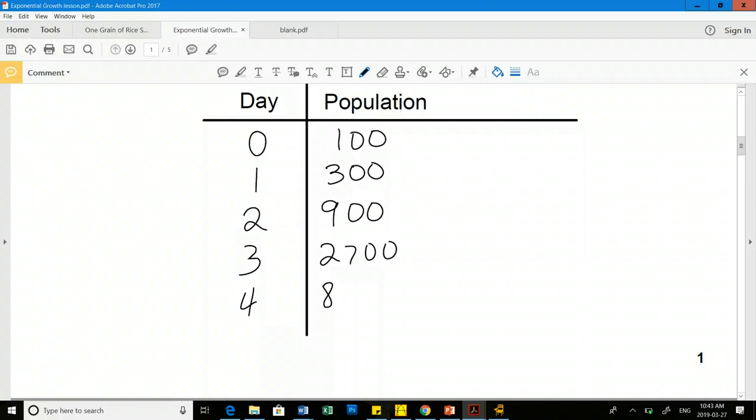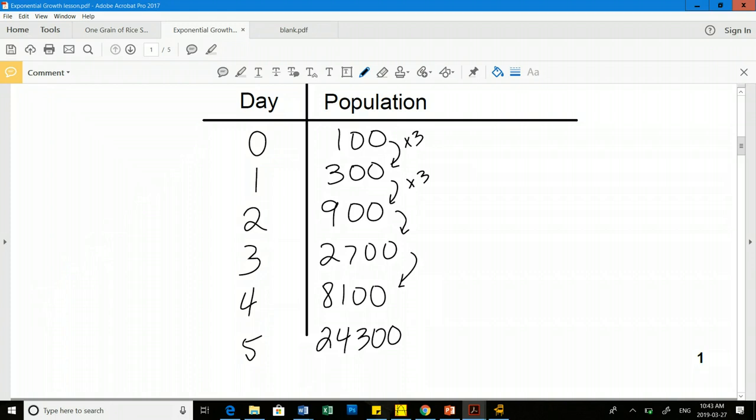Did you say 8,100? Times 3. So I think it should be 8,100. I think you times 2. Okay, and then on the 5th day? Or after 5 days have passed? Awesome. Okay, so we know that we're getting future values here by simply multiplying by 3 to get our new value.